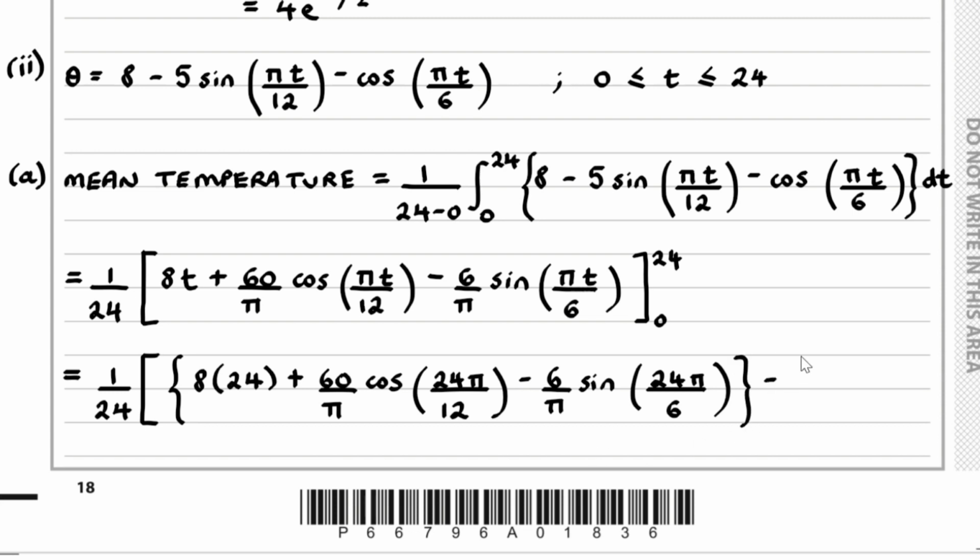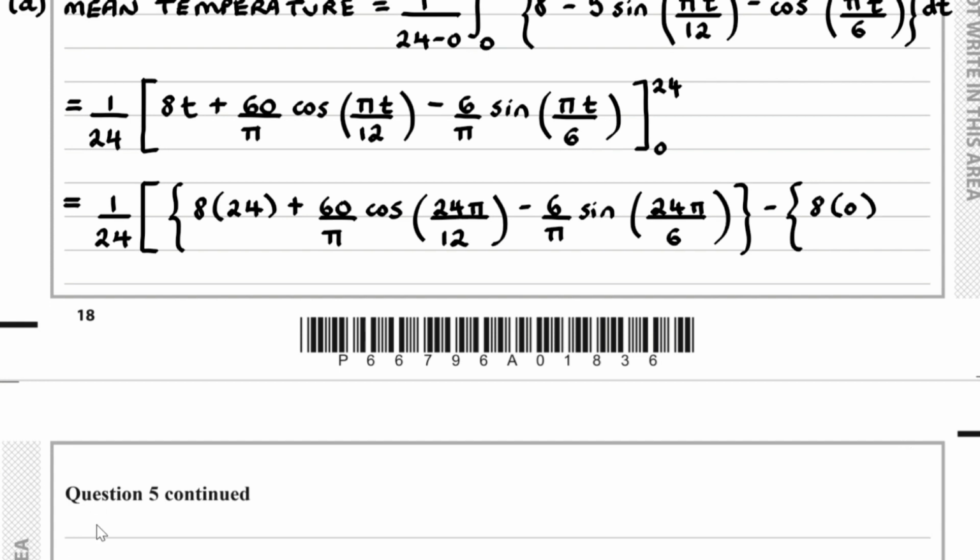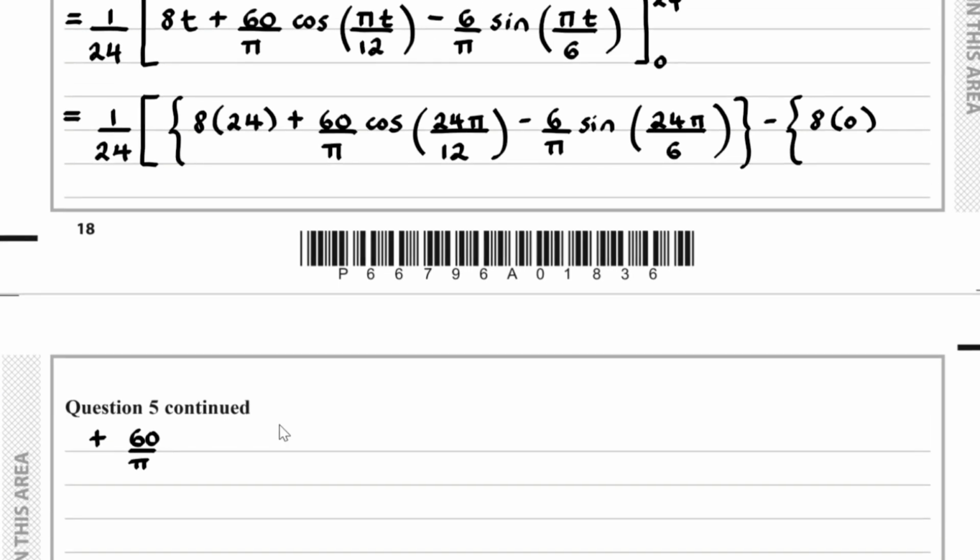For our lower limit, we have 8 lots of 0 plus 60 over pi, lots of, well, here we'd have the cosine of 0, and then we subtract off 6 over pi, lots of the sine of 0. So this is what we need to evaluate.